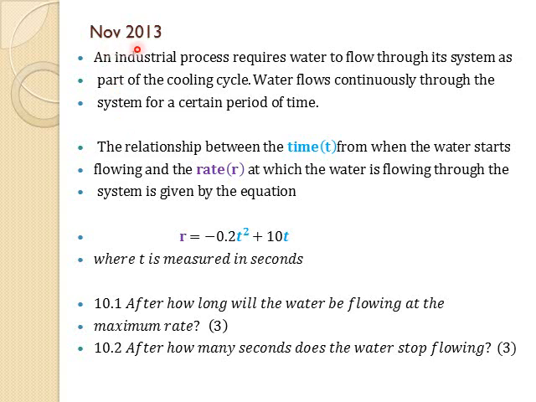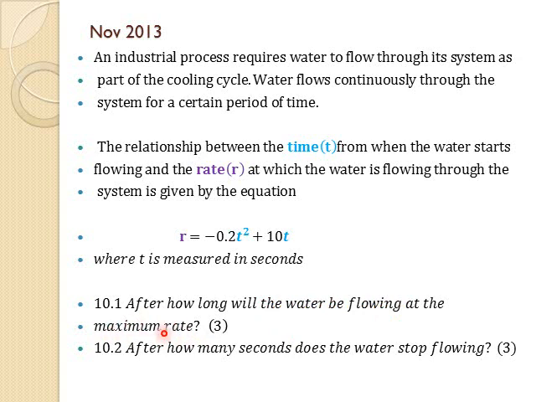November 2013. An industrial process requires water to flow through its system as part of the cooling system. Water flows continuously through the system for a certain period of time. The relationship between the time T from when the water starts flowing and the rate R at which the water is flowing through the system is given by the equation R equals negative 0,2T squared plus 10T, where T is measured in seconds. First question: after how long will the water be flowing at the maximum rate?